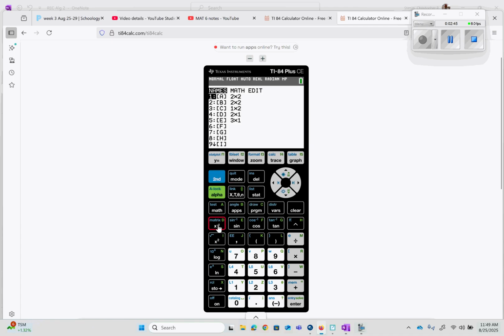So now I have matrix F, which is a 2 by 3. Excuse me, a 1 by 3. So that's going to be 2, -1, 5. Quit out of there.